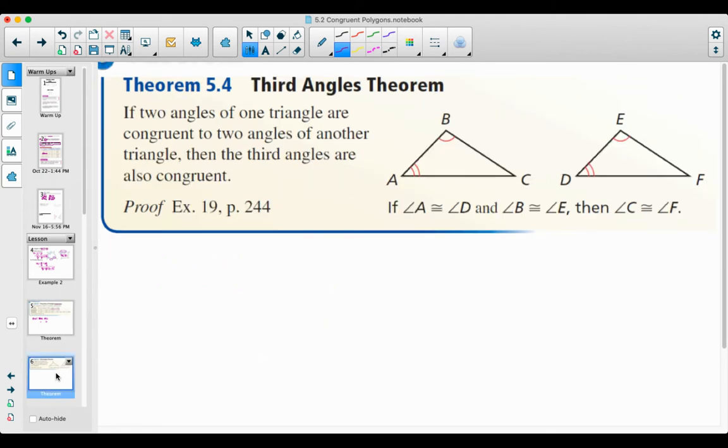The next theorem is our third angles theorem, and we know that all angles of a triangle add up to 180 degrees. That's something that we already know. So if I know that two angles are congruent to each other in these two, doesn't it make sense that this third angle will also be congruent because they always add up to 180 degrees? So that's what this third angles theorem tells us. If we know two angles of one triangle are congruent to two angles of another triangle, then we know that third angle is also congruent. And again, pause the video and make sure you get this in your notes because you will use these in proofs.